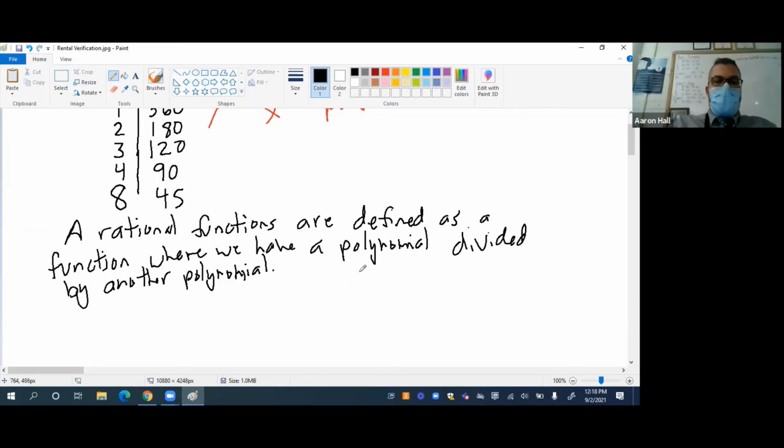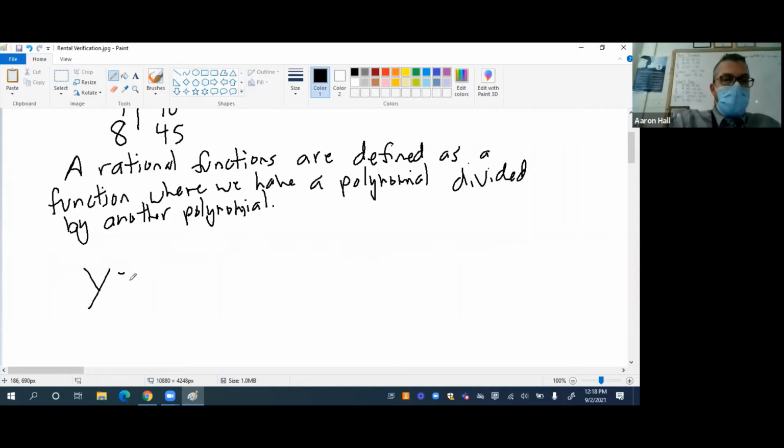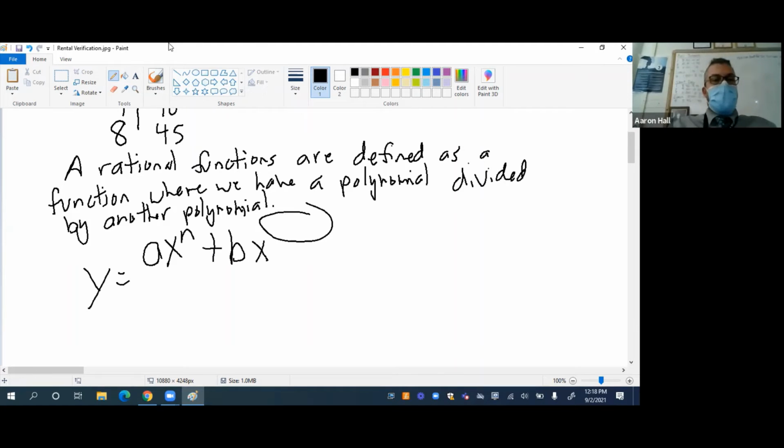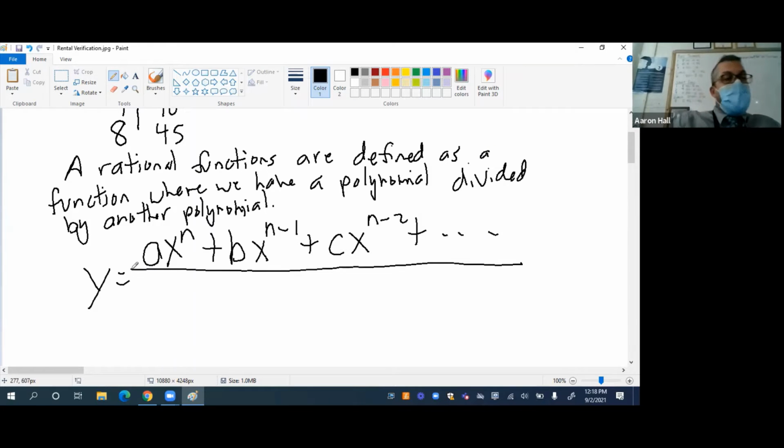Here's an idea: if I have y equals a, which is some coefficient, some number in front of our variable, and then we have x to the power of n. The way we write a polynomial is in descending order of exponents. So the next one would be b times x to the power of n minus 1, and then plus c times x to the power of n minus 2, plus dot, dot, dot, over some other polynomial.